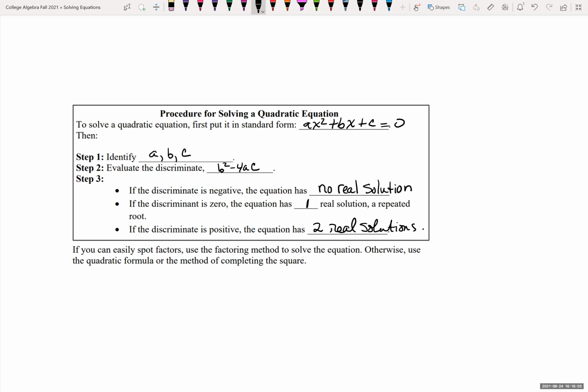So it's just telling you if you can easily spot factors, use the factoring method to solve equations. That's the fastest, easiest way to solve if it's in that form of ax squared plus bx plus c equals 0 and it's factorable. And if you can see those factors, then factor it. That's the best way to go. Otherwise, you're going to use the quadratic formula, or we're going to complete the square.